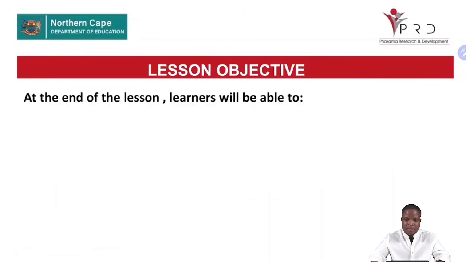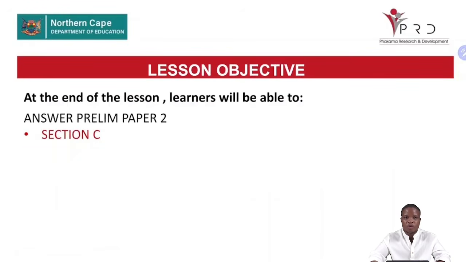Right, so at the end of this lesson, our objective for today is to make sure that you are able to respond to section C of your paper 2 when you write your prelim. This is only if environmental sustainability comes as an essay when you are writing your paper 2 on the 10th. So if environmental sustainability comes as an essay, then after this lesson, you'll be able to write that essay for 40 marks, or let's say rather 30 marks, because the additional part can change.